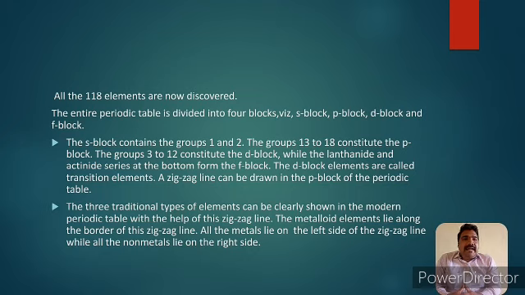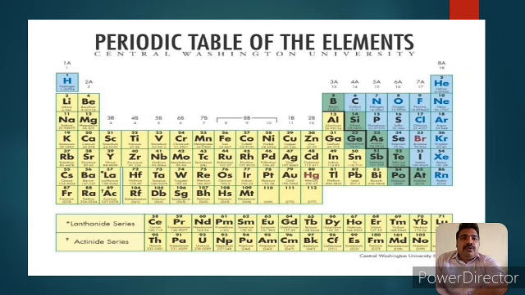The three traditional types of elements can be clearly shown in the modern periodic table with the help of a zigzag line. The metalloid elements lie along the border of the zigzag line. All the metals lie on the left side of the zigzag line, while the non-metals lie on the right side. As shown in the figure, the zigzag line consists of boron, silicon and other elements. On the left-hand side all the elements are metals, along the zigzag line all the elements are metalloids, and on the right side all the elements are non-metals.